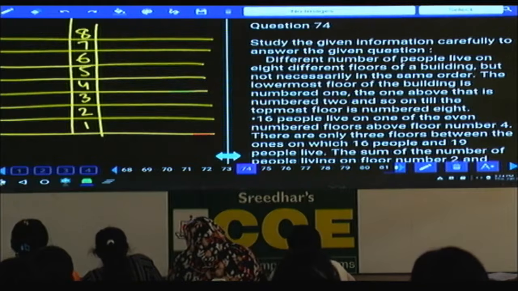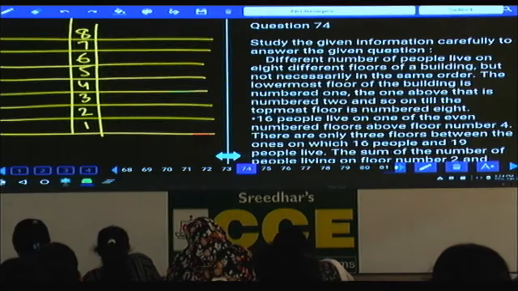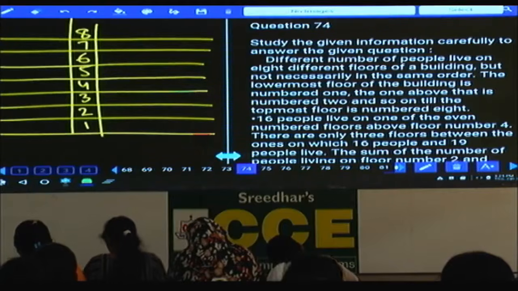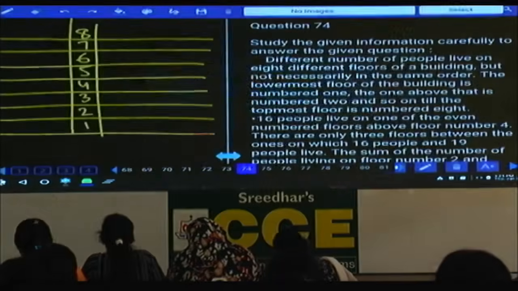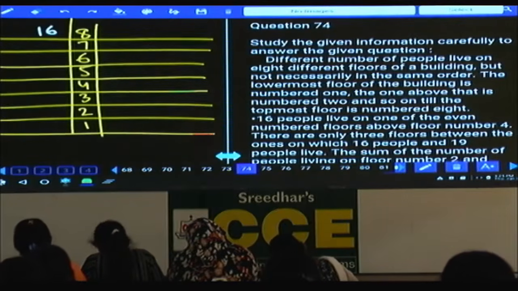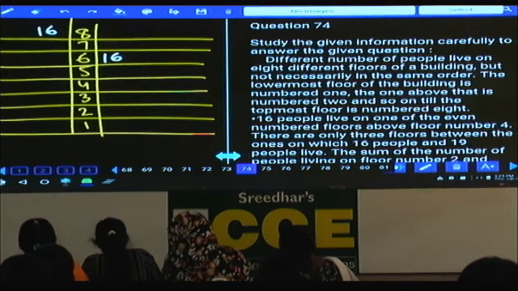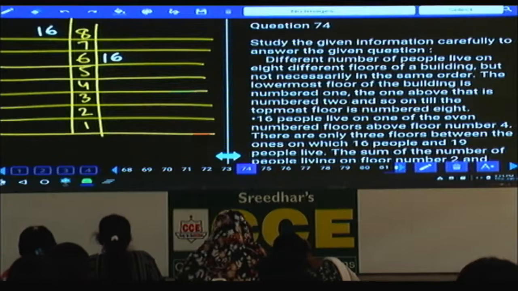Now in this condition number 1, 16 people live on one of the even number floors above floor number 4. Above floor number 4, 16 people. Hence how many possibilities we have? Two possibilities. What are those two possibilities? Either 16 can be on the 8th floor, or 16 people are living on the 6th floor. There are two possibilities because above this 4, there are two even number floors, 6 and 8.